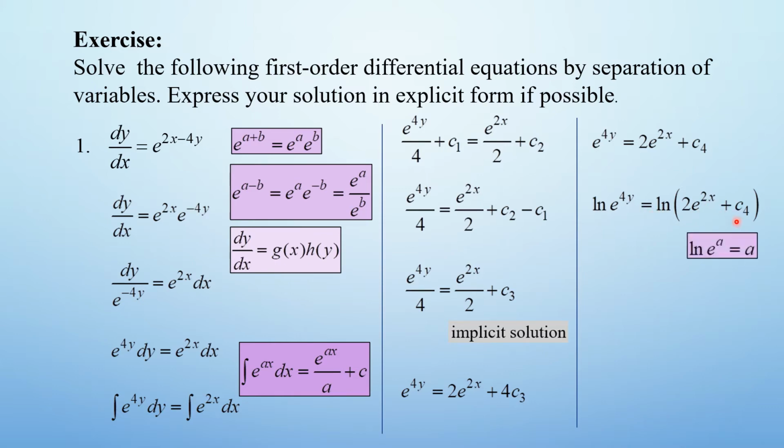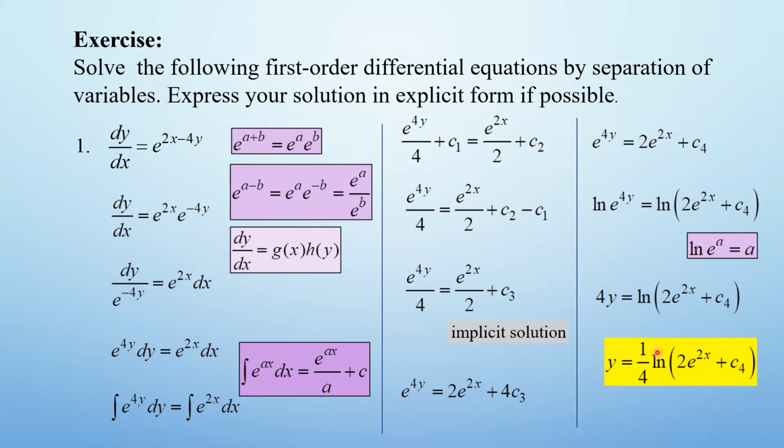Now we can apply another law: ln e to the power of a is equal to a, and therefore ln e to the power of 4y is 4y. So 4y is equal to ln of 2e to the 2x plus c4. In other words, y is equal to a quarter ln of 2e to the 2x plus c4.